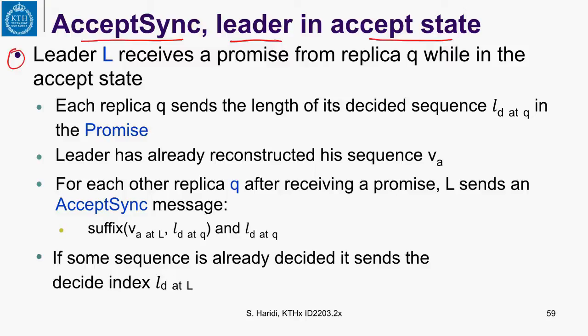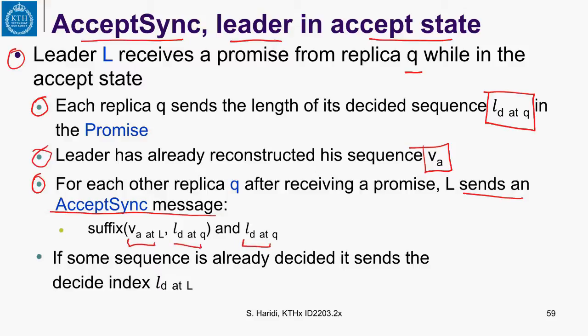So as we say always, the leader receives a promise from replica Q while it is in accept state. And as we know, whenever a replica sends a promise, it also sends the length of its decided sequence. We said that. And we knew that in the prepare phase, the leader can reconstruct his own sequence and extend his own sequence. Now for the other replicas, which are the replicas after the leader moved to the accept phase, it is going also to send an accept sync, a synchronizing accept, which is, what is it? It is the suffix of the accepted sequence at the leader at this point, and also from where to append this suffix, which is really just extending its decided sequence at the replica.